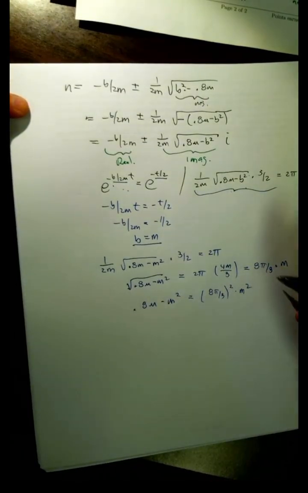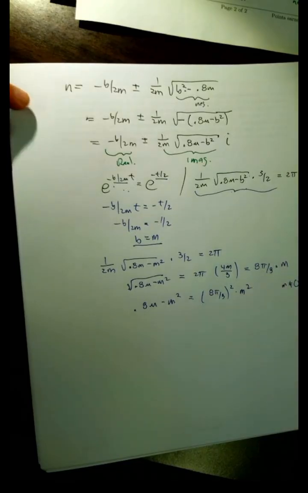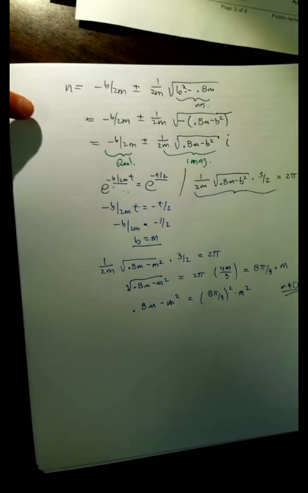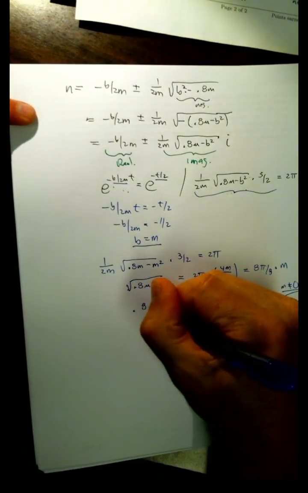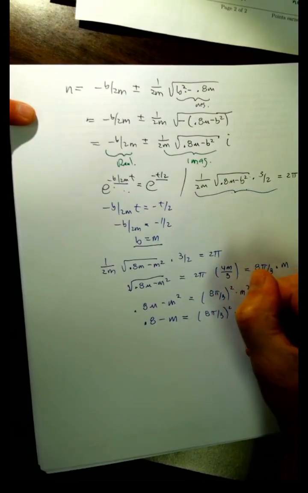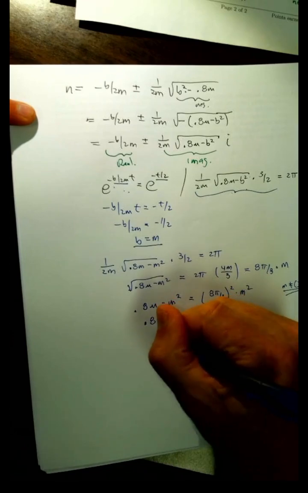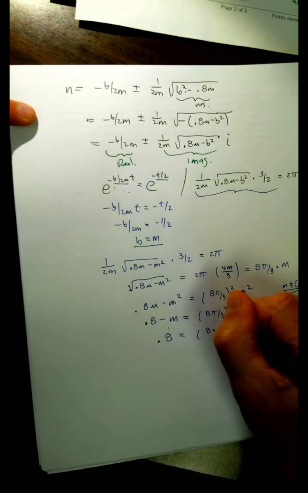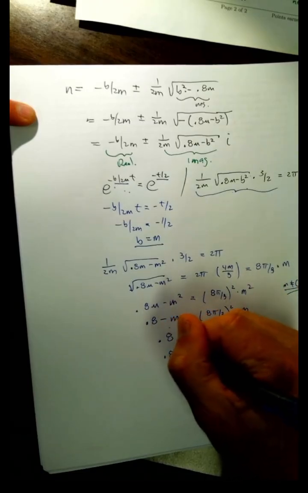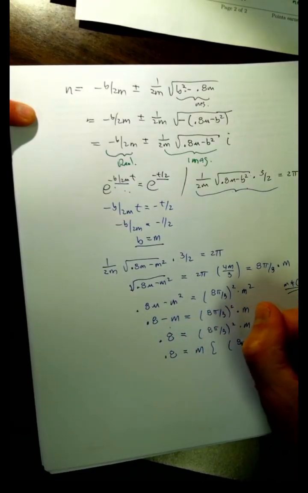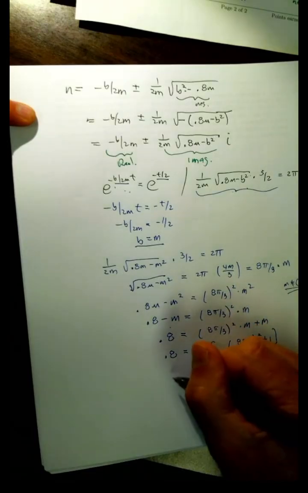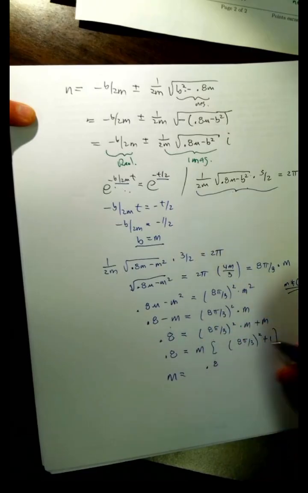Now note, I'm going to assume the mass is not 0. If I've got a mass of 0, that's a problem. So I can divide out an m. Now I can add 1 times m to both sides. I can factor that m out and divide both sides by that. So I get m is the 0.8 divided by that whole mess.